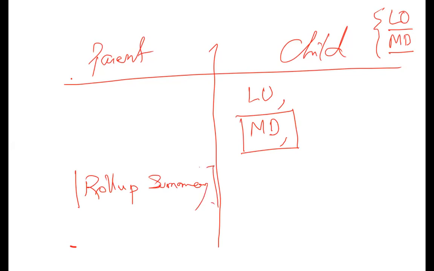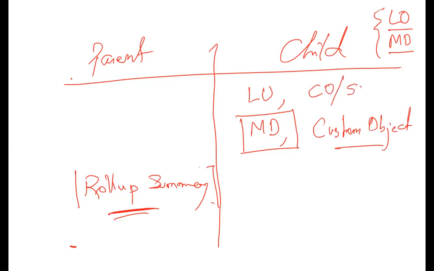This roll-up summary can be created also for some standard objects. As we already know, a master detail field can only be created on custom objects, right? A master detail field cannot be created on any standard objects. A lookup you can create on anything, custom objects as well as standard objects.